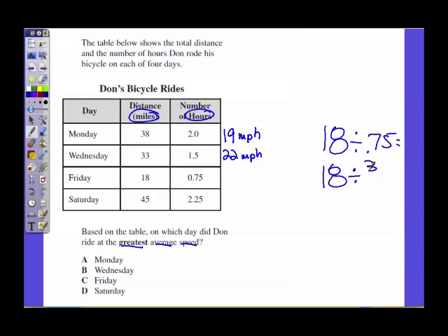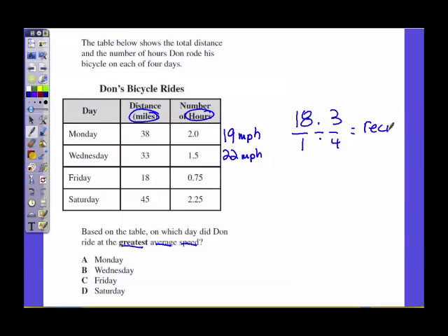0.75 is 3/4. So we're just going to change this to fractions. This might be easier. So let's write 18 as 18 over 1, and keep 3/4 the way it is. We know that when we divide with fractions, we're going to multiply by the reciprocal of the second number. Seems hard, but it's not really that big of a deal.